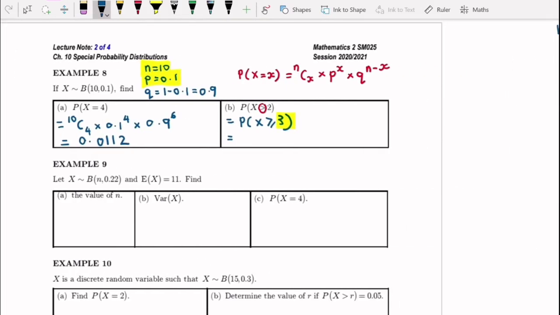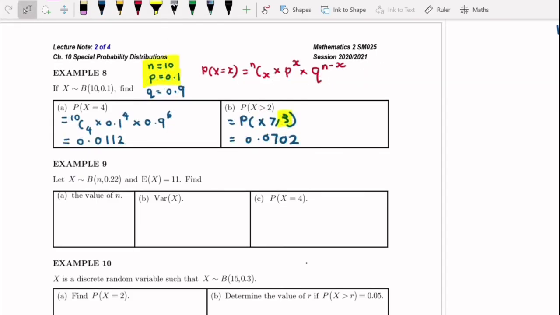Okay, so probability x greater equals to 3 is 0.0702. Now, let's look at example 9.